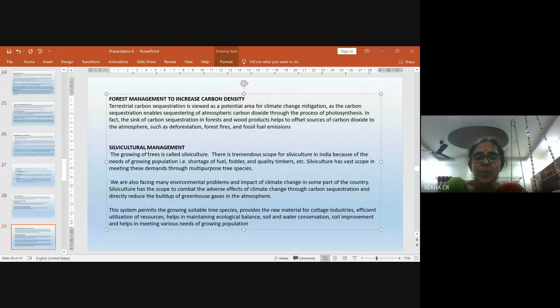We are also facing a number of environmental problems and the impact of climate change in some parts of the country. So silviculture has the scope to combat the adverse effects of climate change through carbon sequestration, and it directly reduces the buildup of greenhouse gases in the atmosphere. This silviculture permits the growing of suitable tree species. It provides the raw material for cottage industries and efficient utilization of resources. It helps in maintaining ecological balance, soil and water conservation, soil improvement, and helps in meeting various needs of the growing population.